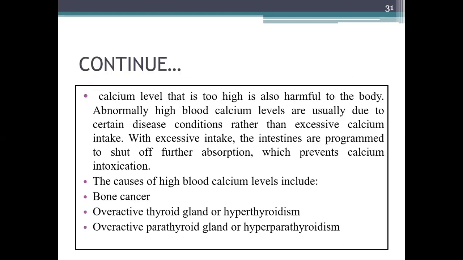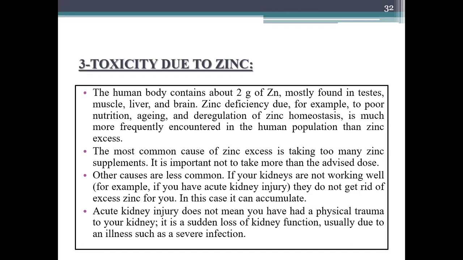A calcium level that is too high is also harmful to the blood. Abnormally high blood calcium levels are usually due to a certain disease condition rather than excessive calcium intake. With excessive intake, the intestines are programmed to shut off further absorption, which prevents calcium intoxication. The causes of high blood calcium level include bone cancer, overactive thyroid gland or hyperthyroidism, and overactive parathyroid gland or hyperparathyroidism. Toxicity due to zinc.